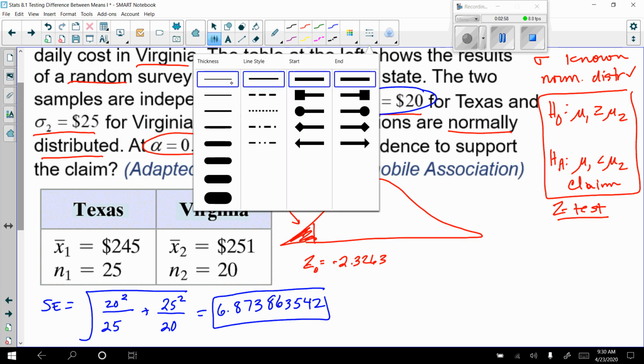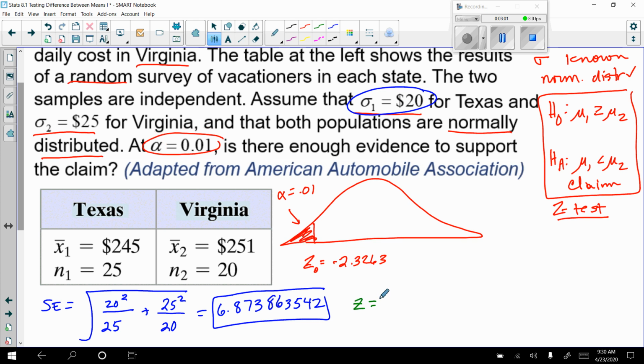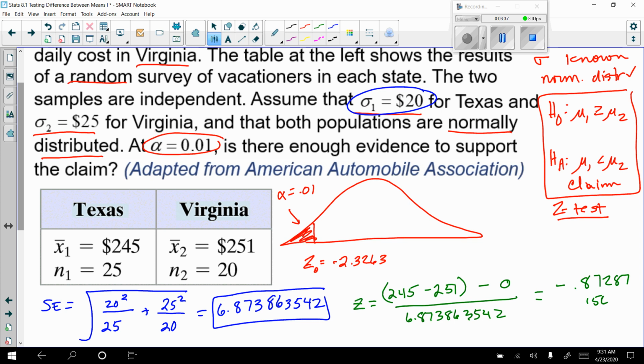From there, we can find our actual z-score for our values. We want to use the 245 from Texas minus the 251 from Virginia, minus the difference between the population means, which we always assume to be 0, divided by our standard error, 6.8738635342, which gives us negative 0.8728715609.